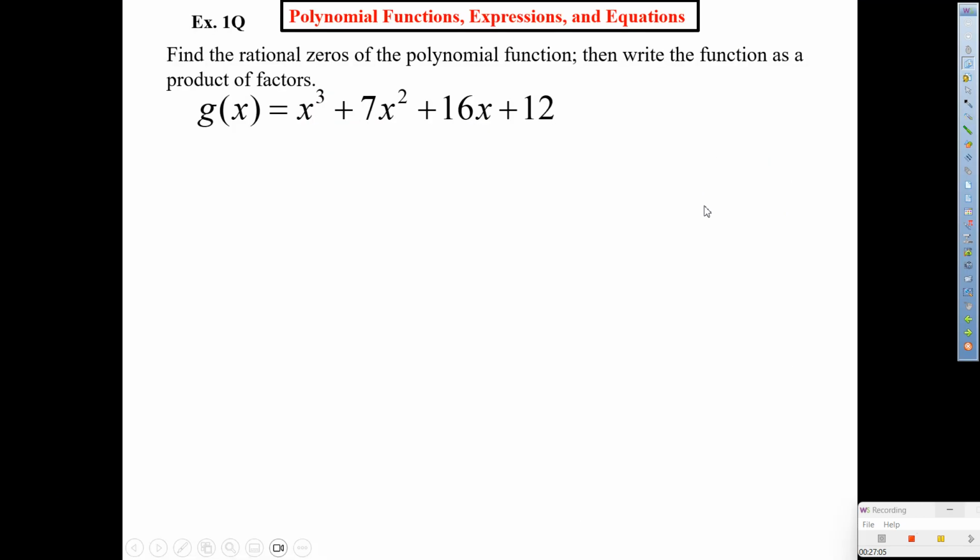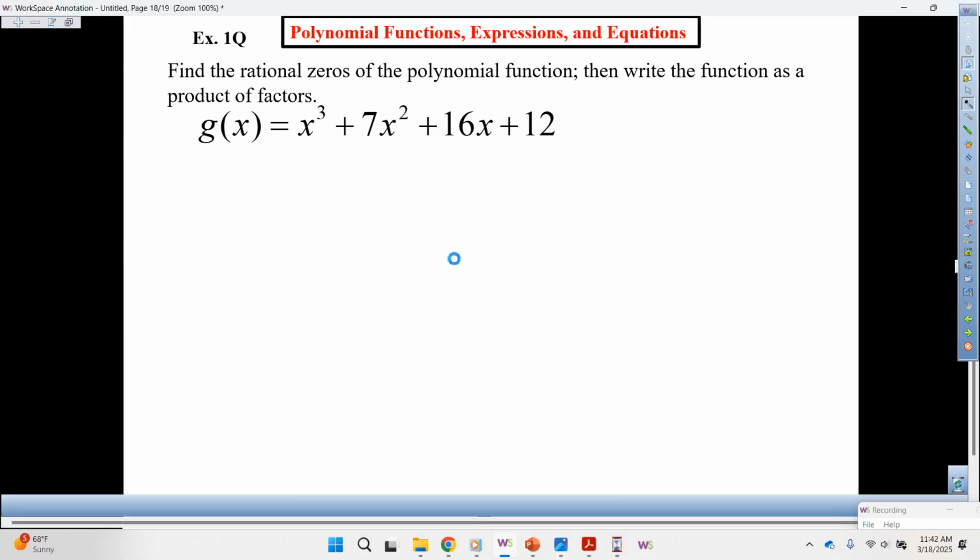Example 1Q. Don't copy the instructions, just write g of x equals x cubed plus 7x squared plus 16x plus 12. I'll give you a head start. Go.